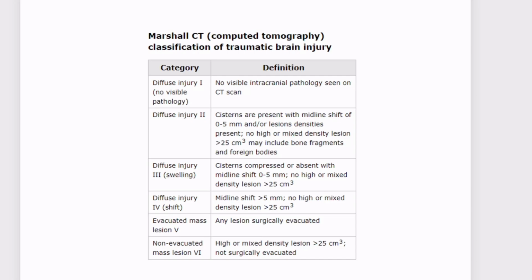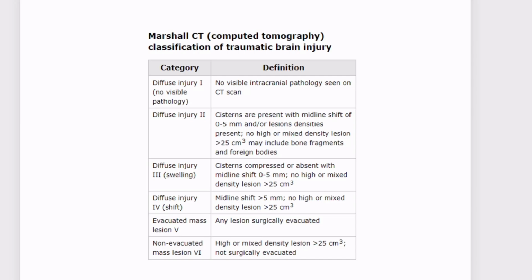The second category is diffuse injury 2, where there is a midline shift of 0 to 5 mm or basal cisterns remain visible and no high or mixed density lesion more than 25 cubic centimeters. The third category is diffuse injury 3, where we find midline shift of 0 to 5 mm with basal cisterns compressed or completely effaced, and no high or mixed density lesions more than 25 cubic centimeters.